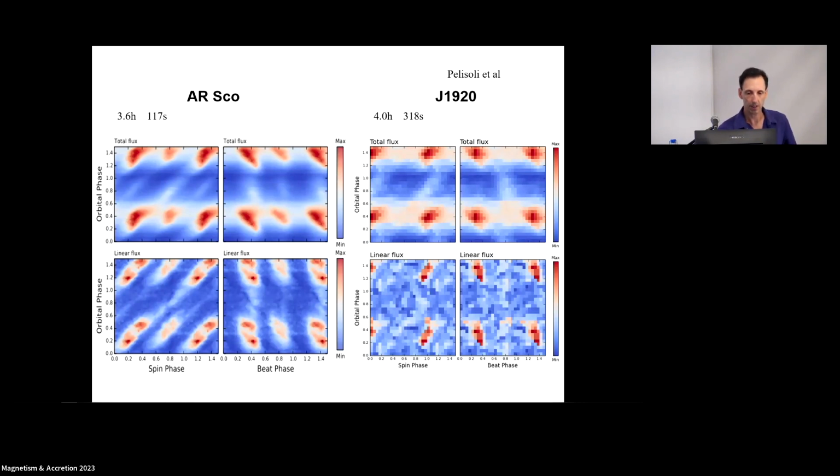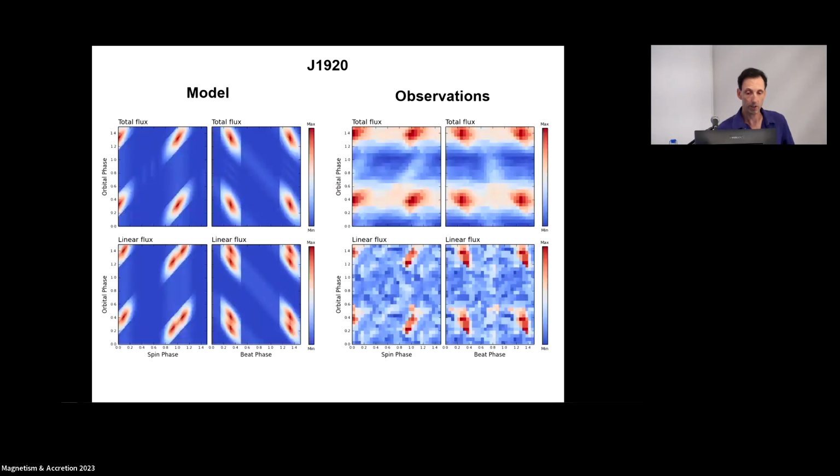But you can see the difference between the left one and the right one is the new one just seems to have one synchrotron emission compared to AR Sco, which has two. So we took our AR Sco model, and all we did was decrease the inclination of our AR Sco model so that the second synchrotron emission region was no longer pointing in our direction. And you can see that the model creates the data very well.